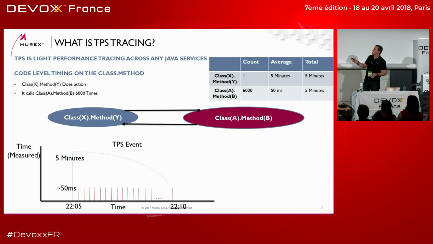But the performance, 50 milliseconds, is way too long. So now the developer has a target, because I need to get that 50 milliseconds to 2 milliseconds to bring down the overall 5 minutes, okay? So it's kind of real-time performance.